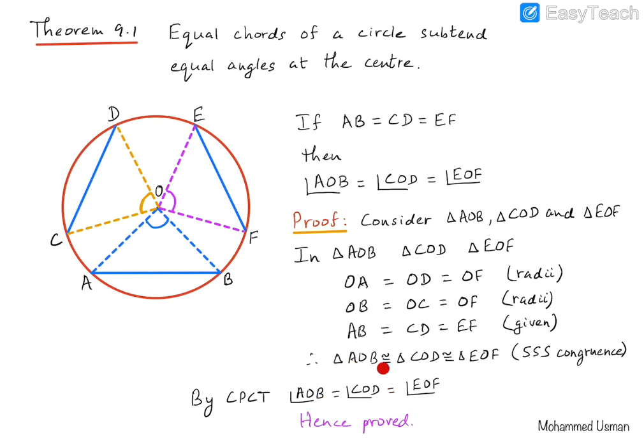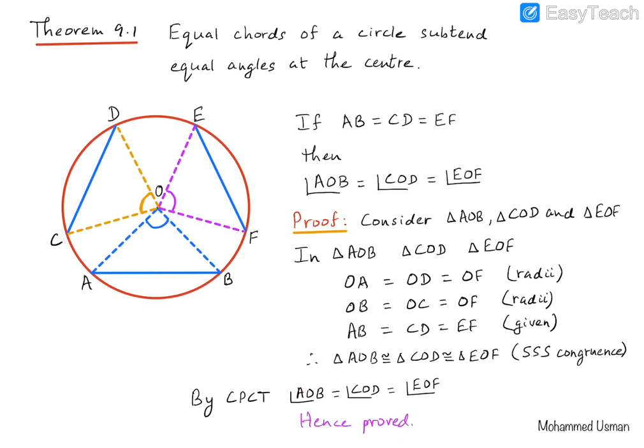Okay, since we have proved that the three triangles are congruent to each other by CPCT rule, the corresponding angles are also equal. So we have proved that angle AOB is equal to angle COD, which is equal to angle EOF. So that means equal chords of a circle subtend equal angles at the center of the circle. So because we have these chords AB, CD, and EF to be equal, the angles they subtend at the center of the circle are also equal, and hence we have proved that.